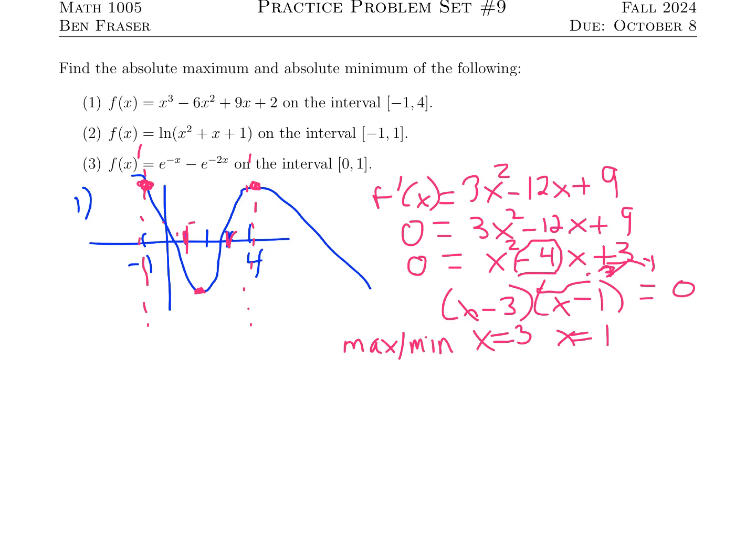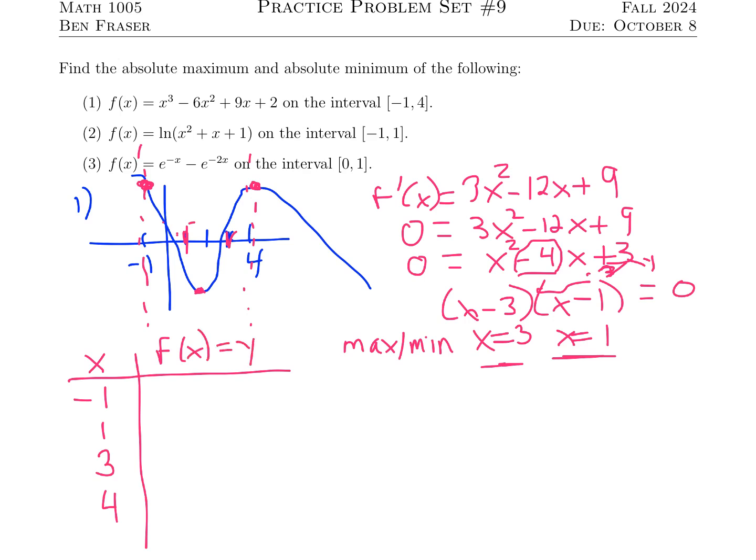And so what we're going to do now is make a chart, and we want the highest y value and the lowest y value in this range. So for our x values, -1 is the beginning one. Then we got x equals 1 when we solved it. Then we got x equals 3 when we solved it. And then 4 is the right-hand limit of our frame here. So all I'm going to do is work out the y value, or the f of x value, right?